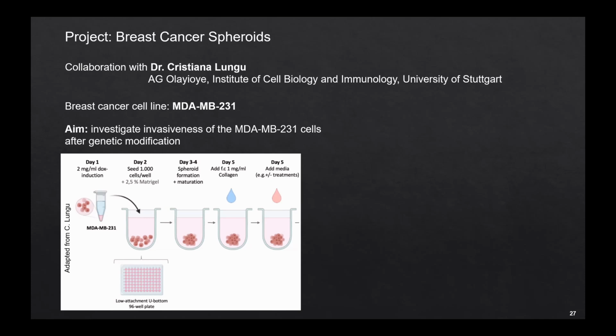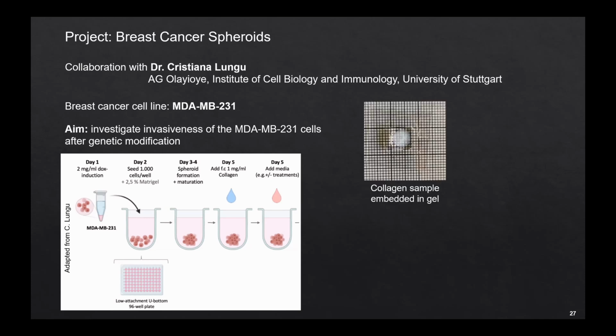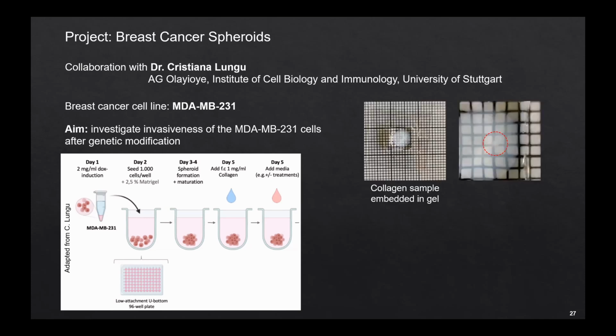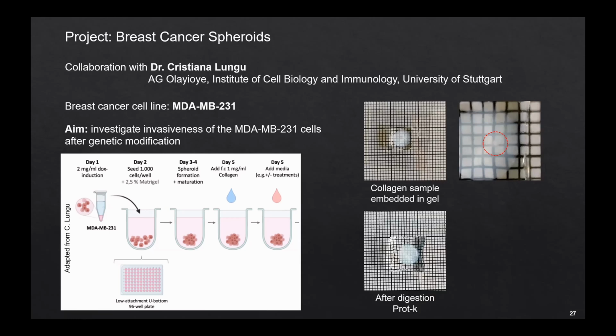So they seed about 1,000 cells, and then they embed everything in a thick layer of collagen, and the sample looks like this, right? If we zoom in, we see that the spheroid is that little ball or sphere located there, and most of the other part of the sample is just the collagen. So if you do the normal digestion, you will not be able to digest the collagen.